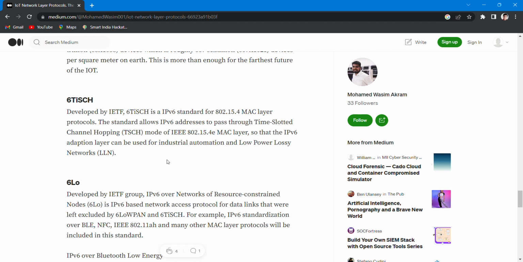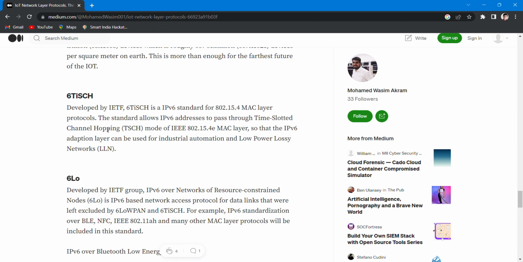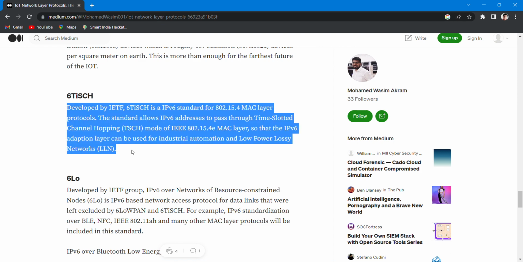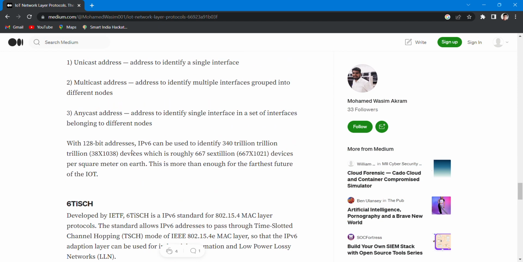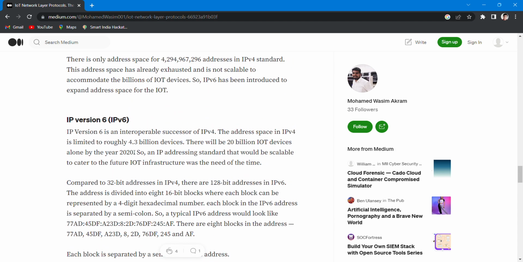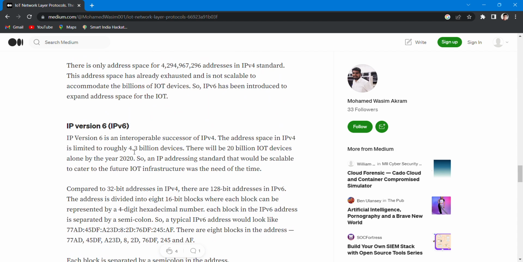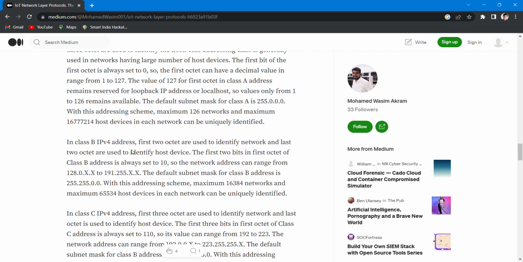So 6TiSCH uses time slots to enable communication between the devices, and it also provides mechanisms for security and reliability. As you can see, this also provides you security, that is good for you as well. Now we will discuss RPL.